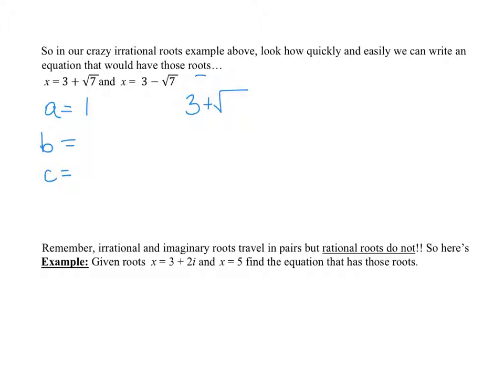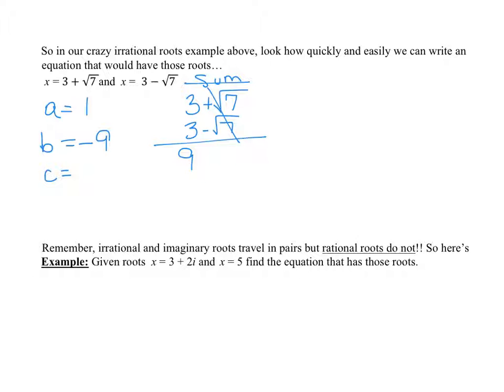Okay, and we want to find the sum of the roots. So first, let's find the sum. 3 plus radical 7, 3 minus radical 7, you line them up and add. When I add, these, bam, are gone. We just get 9. Remember, B was negative the sum.